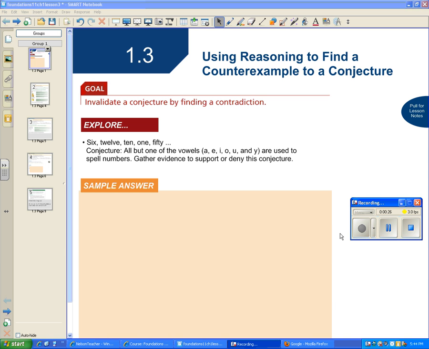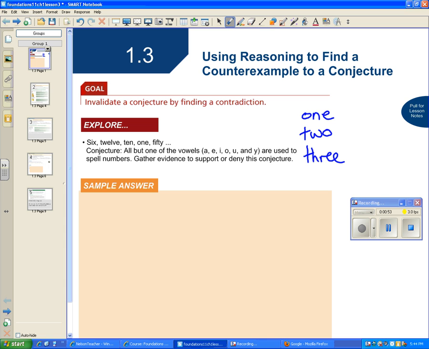The conjecture is: all but one of the vowels, A, E, I, O, U, and Y, are used to spell numbers. Gather evidence to support or deny this conjecture. So the idea is you can spell out any number. You can spell 1, 2, 3.